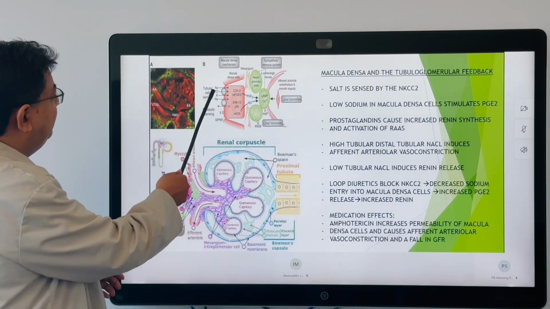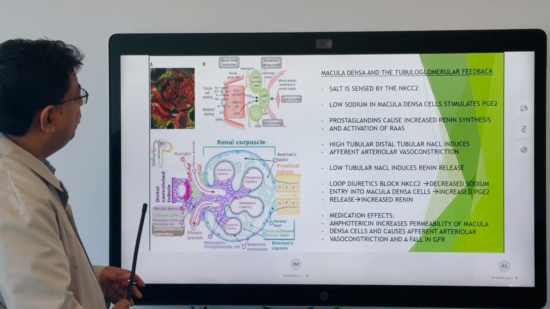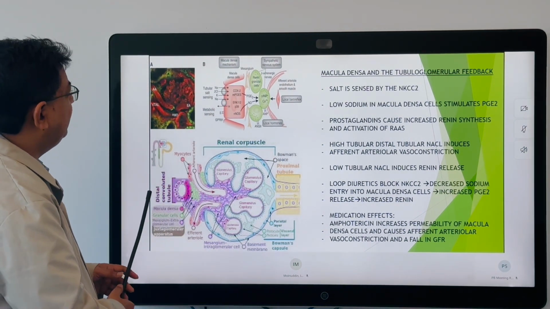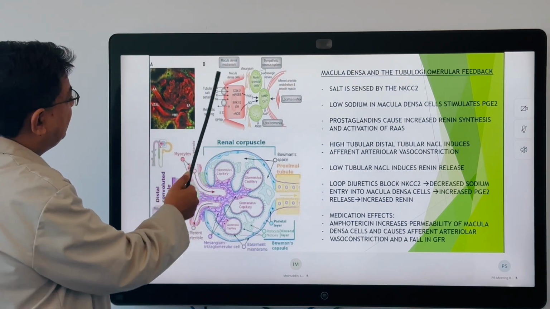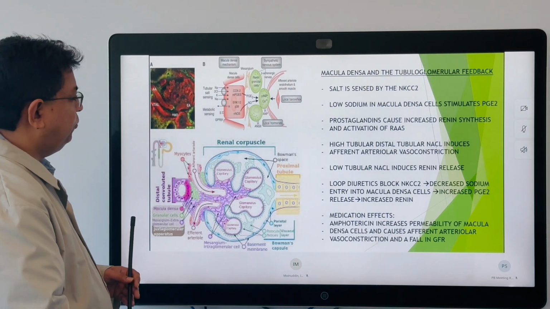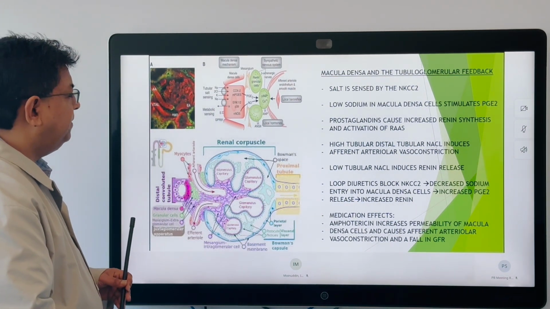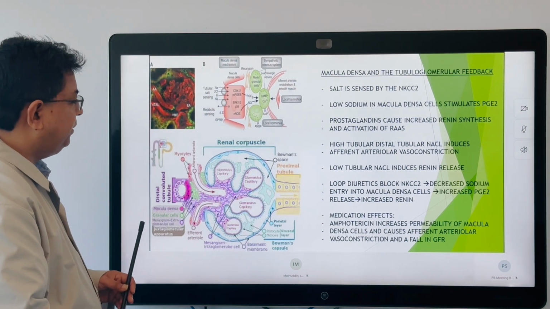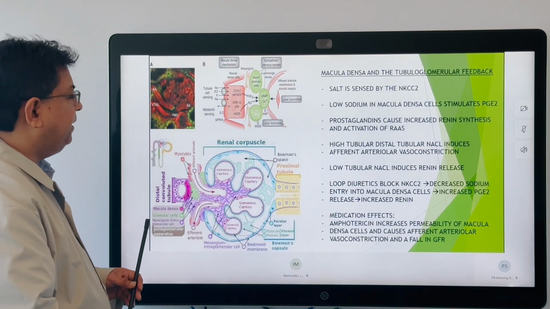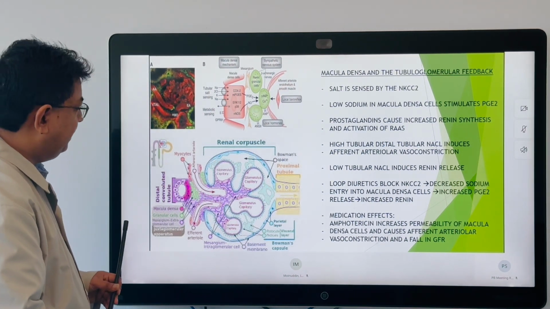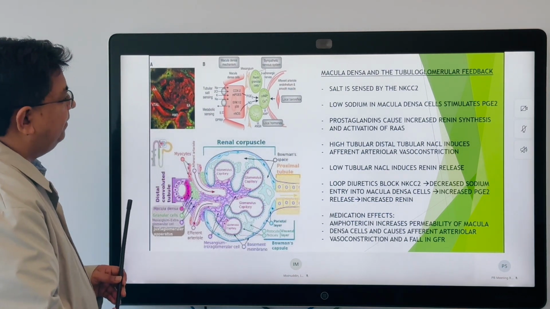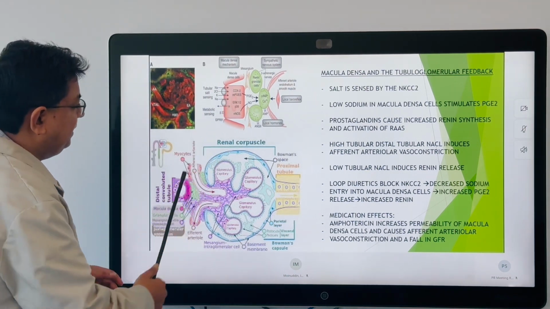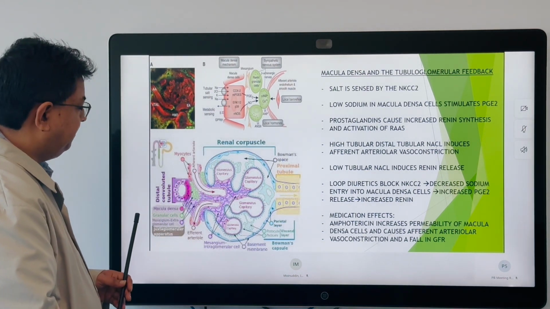Salt is sensed by the NKCC2. Low sodium in the macula densa stimulates prostaglandins. Prostaglandins cause increased renin and activation of the renin-angiotensin-aldosterone system. High distal tubular sodium chloride induces afferent arteriolar vasoconstriction. Low tubular sodium chloride induces renin release. The loop diuretics block the NKCC2. There is decreased entry of sodium into the macula densa cells, increased prostaglandin, and increased renin release.